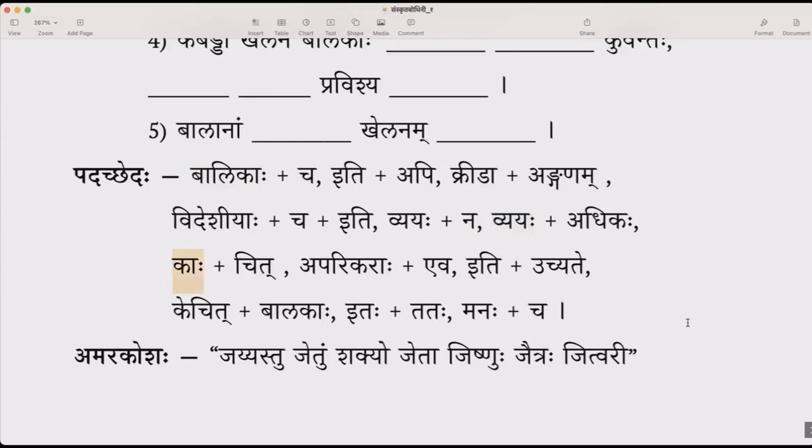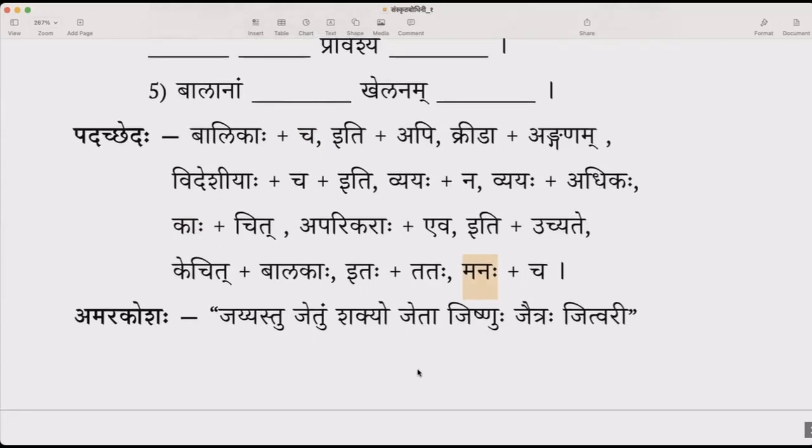काश्चित्. Okay. अपरिकराः एव, अपरिकरा एव, विसर्गलोपः. इत्युच्यते. ओके. केचित् बालकाः, केचिद् बालकाः. इतस्ततः, इतस्ततः च. If you have cha here then it becomes sh. If it is ta-varga, it is इतस्ततः. मनश्च. Okay.